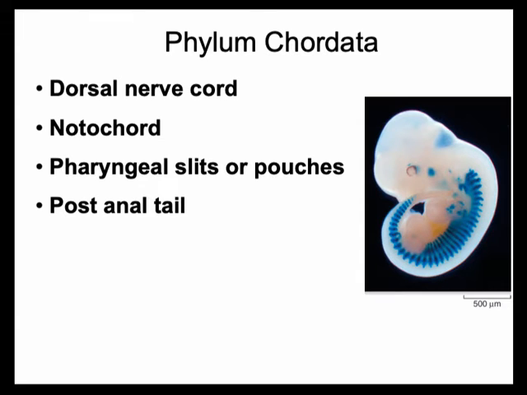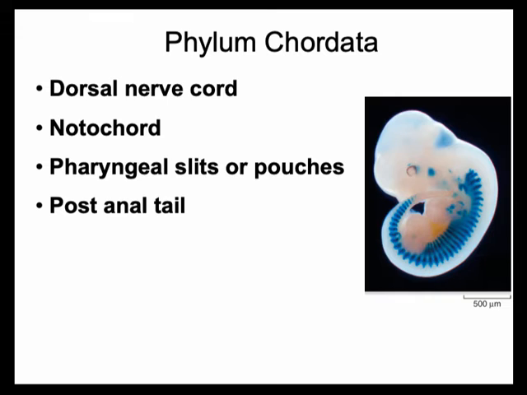All chordates have a dorsal nerve cord. Dorsal means along your back, so they have a nerve cord that goes through your back like our spinal cord. They have a notochord. The notochord is a structural part that gives rigidity to the back. In our case, it's been replaced by the vertebral column.